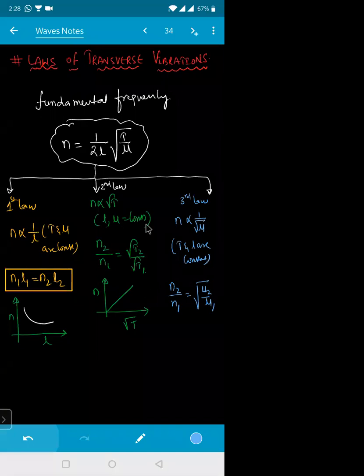So how many laws of transverse vibrations are there? 3 laws. N is inversely proportional to the length, provided T and mu are constant. N is directly proportional to root T, provided L and mu are constant. N is inversely proportional to root of linear mass density, provided length and tension are constant. Is it clear? Yes, sir.